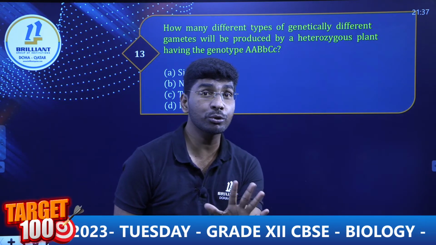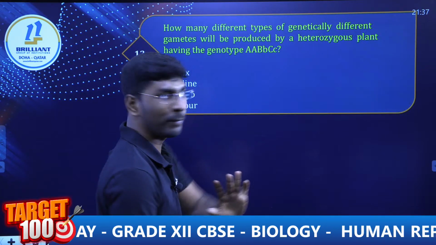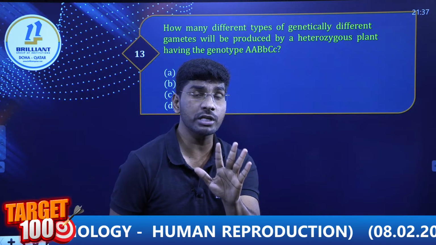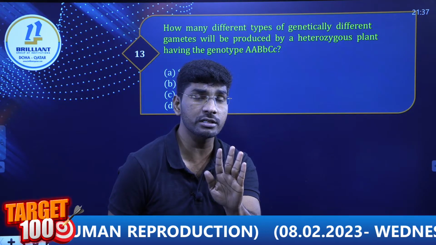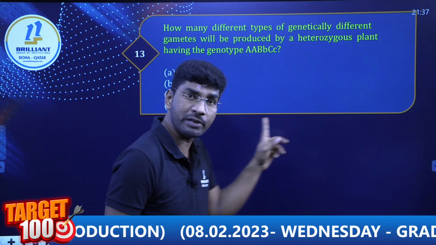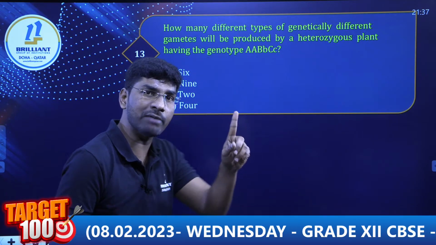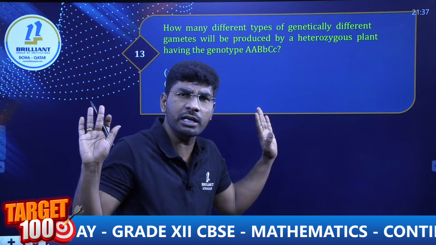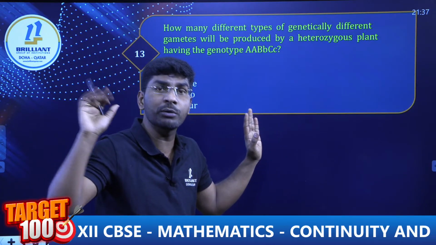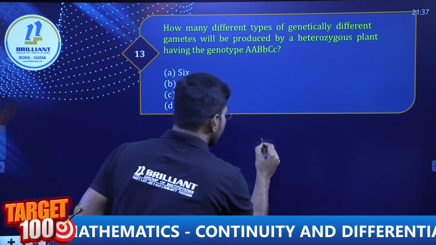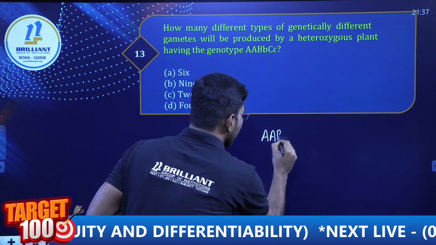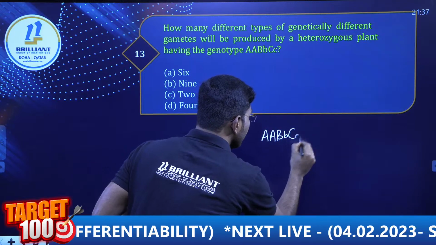You have to do this question very carefully. Look at what they have given. My dear students, if you open the NCERT textbook, at the back of the questions there is one small question given. After I explain this question, I will come to that one. Whenever the genotype is given like this, let me write here. The genotype is capital A, capital B, small b, capital C, small c.